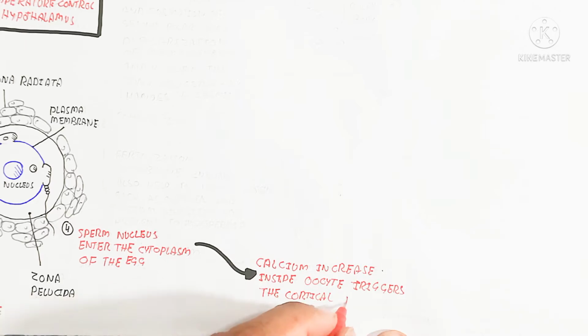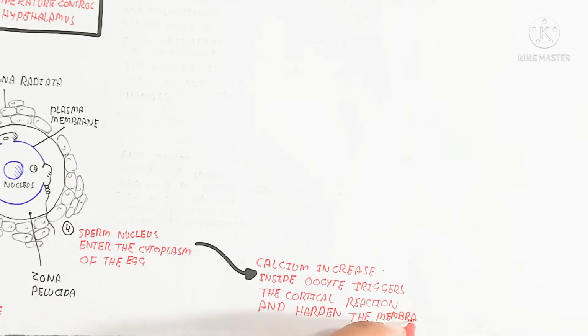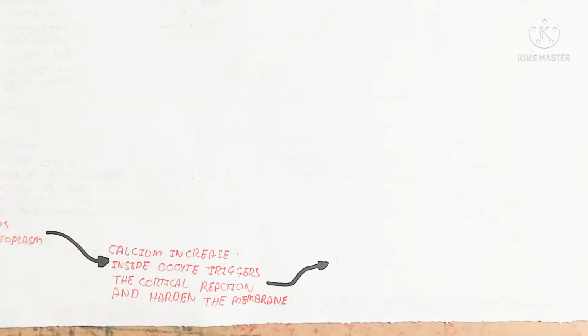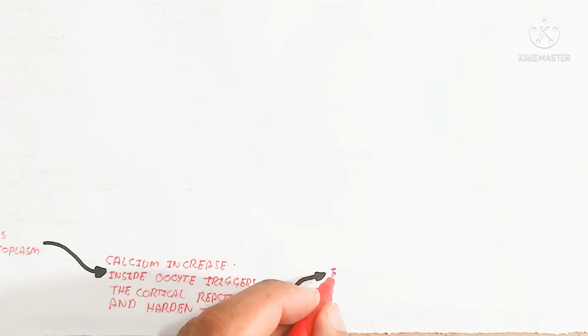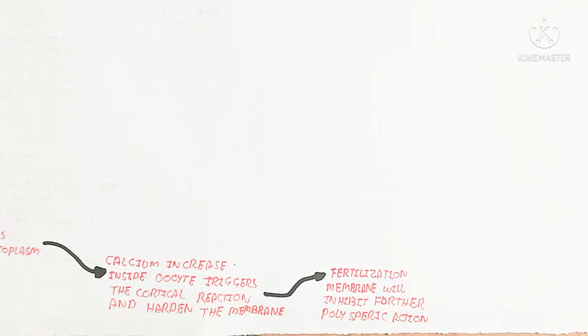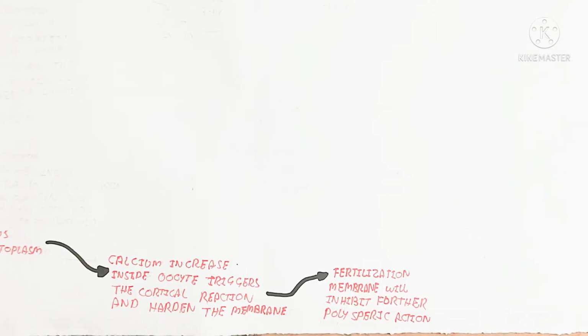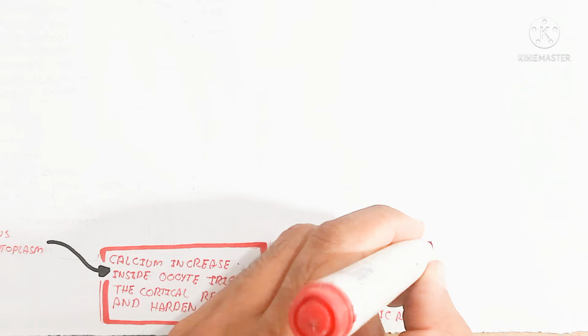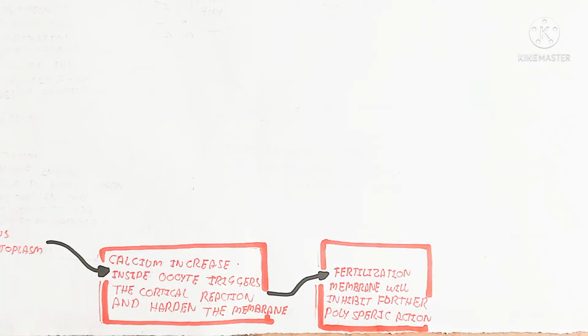Here the sperm nucleus enters the cytoplasm of the egg, calcium increases inside, and the oocyte triggers the cortical reaction and hardens the membrane. After the membrane hardens, the fertilization membrane inhibits further sperm entry, which is the prevention of polyspermy. So all these things were the overview. Let's begin to understand in detail the fertilization of the egg by the sperm.